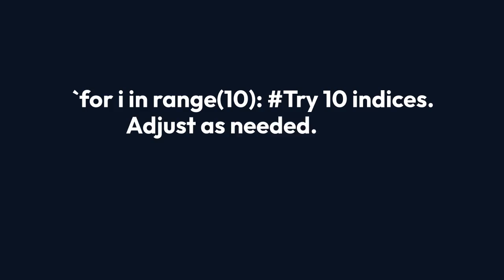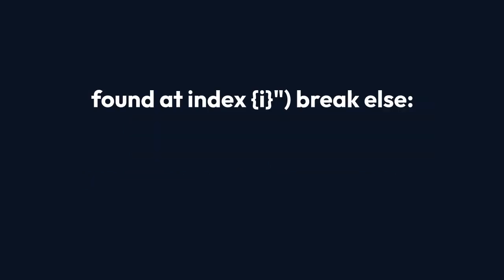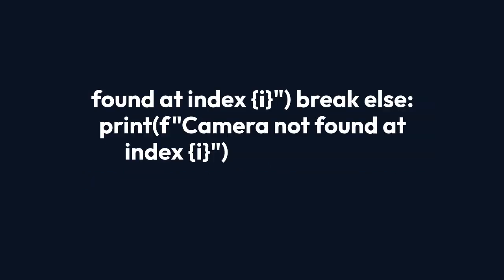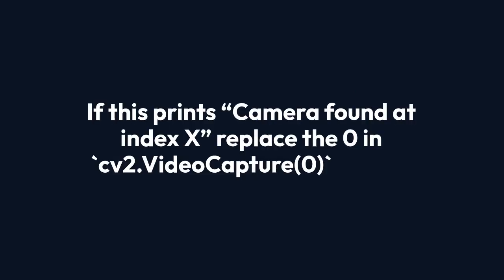Adjust as needed. cap = cv2.VideoCapture(i), if cap.isOpened(): print(f"Camera found at index {i}"), break, else: print(f"Camera not found at index {i}"), cap.release(). If this prints "Camera found at index X", replace the 0 in cv2.VideoCapture(0) with X.